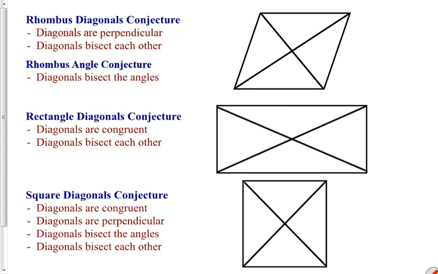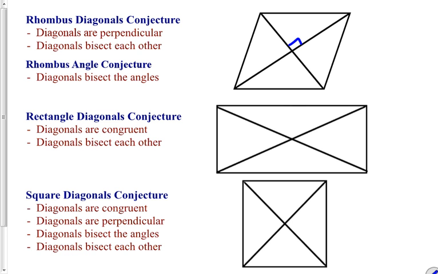All right, we're going to finish this video lesson with some other conjectures, and I'm just going to give you these conjectures. All right, but they're things that you want to write down and remember. So we're going to start with the rhombus. The rhombus diagonals conjecture says that the diagonals of a rhombus are perpendicular to one another. So let's go ahead and label some things here. We're going to label those as being perpendicular to one another.